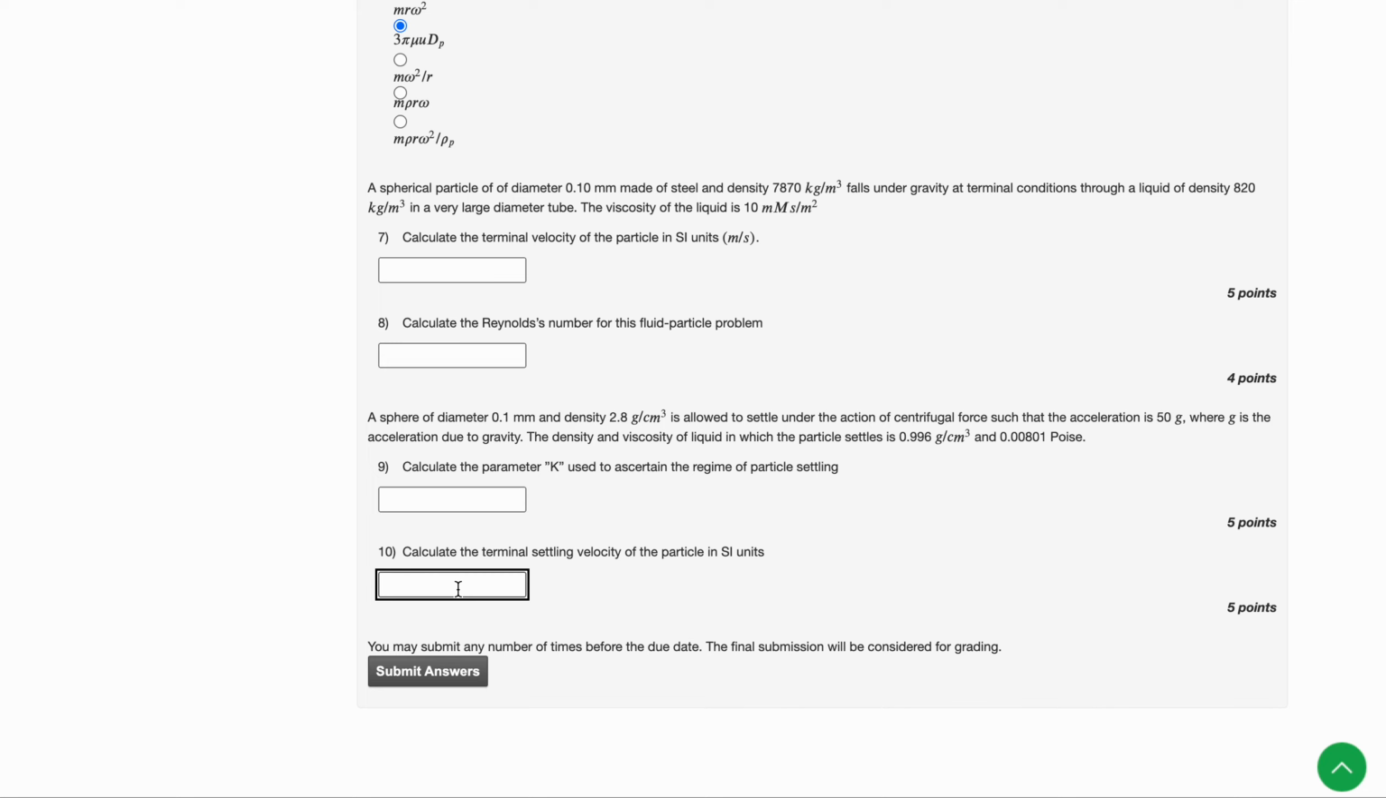One last question is there. Calculate the parameter k used to ascertain the regime of the particle settling. I think first you have to calculate the parameter k and then use the proper formula. So this is according to Stokes settling velocity. This is the Stokes terminal velocity. That might not be the right answer.